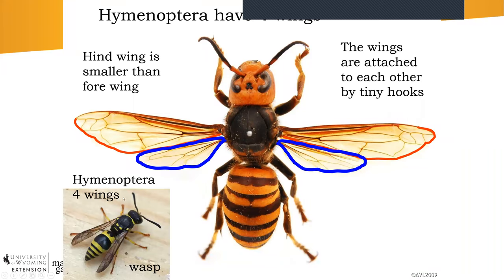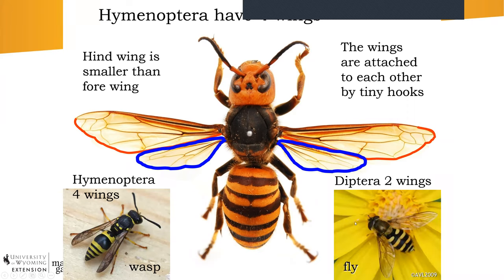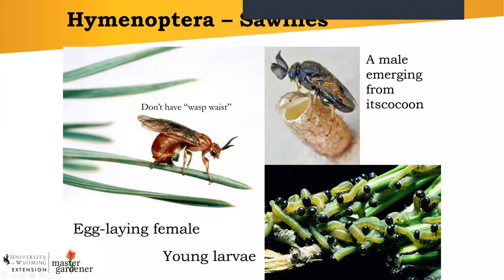So the Hymenoptera have four wings and a wasp waist, and the dipterans mimic them for protection, because say a bird has tried to eat a wasp and got stung in the process, you might look at a fly and say, oh, it's got that yellow and black coloration, I don't want to take a chance. And so that's how you can distinguish them: only two functional wings. So I already talked about the sawflies. The sawflies get that name from the females having a saw-like ovipositor. They don't have the wasp waist. And the males often have these really ornate, feathery type antenna when they emerge from their cocoons.